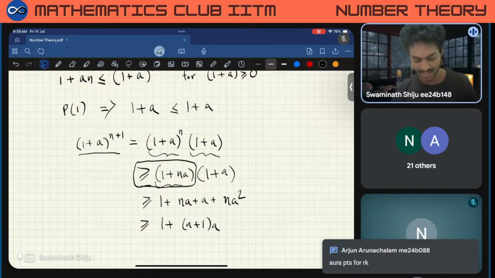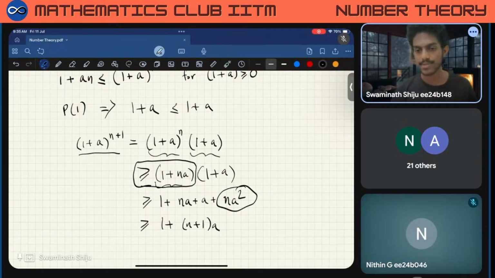Nice. Other way, so you have this extra n a square term that's positive. You can remove it, and then you'll get another less than sign. Okay, wonderful.